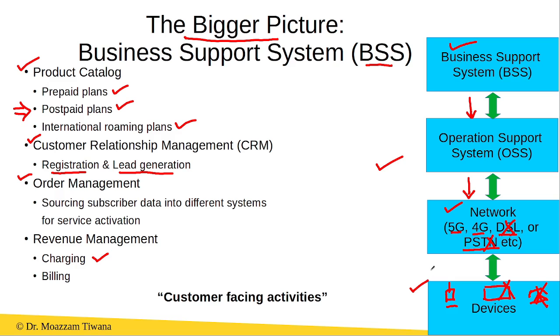so that whenever the user uses this service using this mobile station, it is charged for this service. And at the end of the month, the bill for this service usage is generated. So all this is also part of the revenue management system, which is part of the business support system.